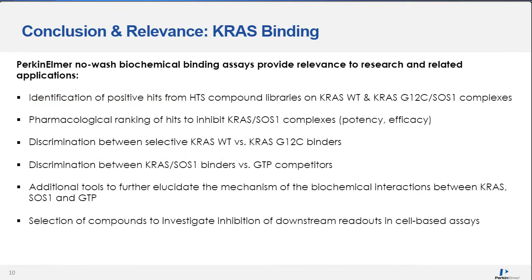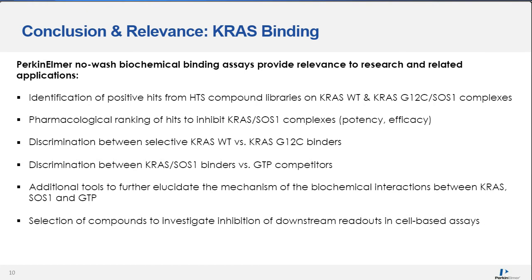Now, let's take a look at a summary of what kind of studies all these assays are aimed at. First, the KRAS SOS1 binding kits enable the identification of positive hits as competitors of GTP and binders of KRAS or SOS1 for inhibition of KRAS SOS1 complexes implicating KRAS GTP bound conformation. They enable the discrimination of specific inhibitors of KRAS G12C SOS1 complexes from the KRAS wild-type SOS1 ones.